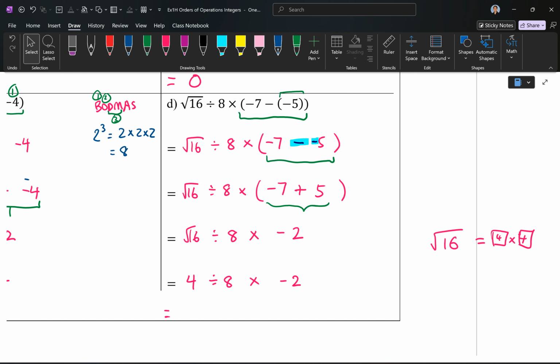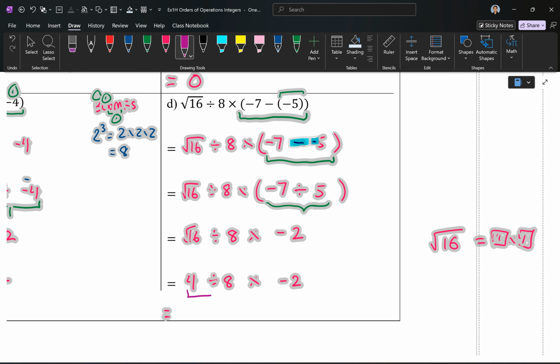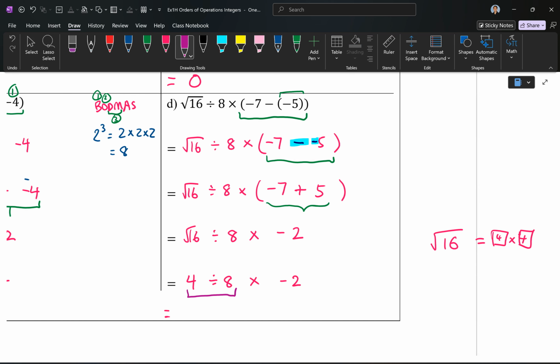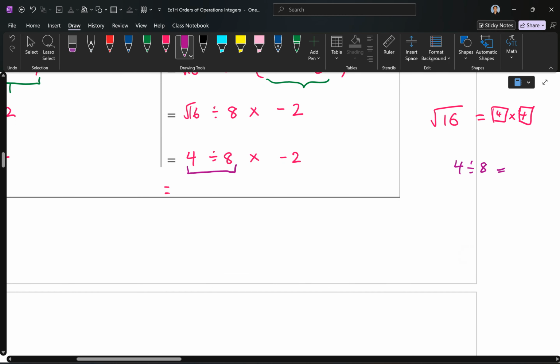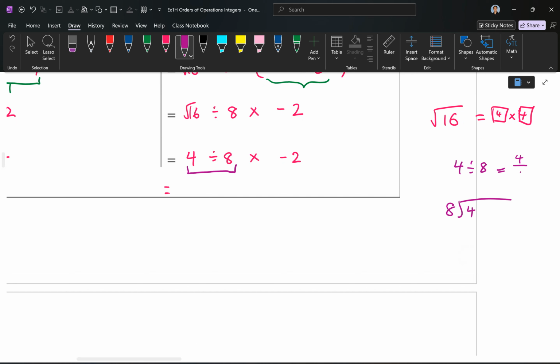So here, let's work it out. Now this is a bit tricky. Anyone know what 4 divided by 8 is? Be careful. 4 divide 8 is the same thing as asking how many 8s fit into 4. Or you can write it as a fraction, 4 divided by 8. Anyone know what that is? 0.5, it's a half. So 4 out of 8 is the same thing as a half.